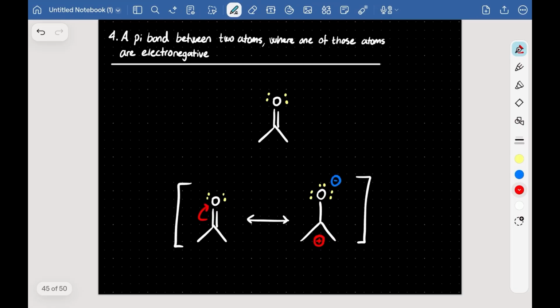Number 4, a pi bond between 2 atoms where one of those atoms is electronegative. So nitrogen, oxygen, etc. So let's see an example. We have an example right here. And in cases like this, we move the pi bonds up onto the electronegative atom to become a lone pair. So like this, we saw many times. The pi bond goes up to the oxygen, which creates a lone pair.